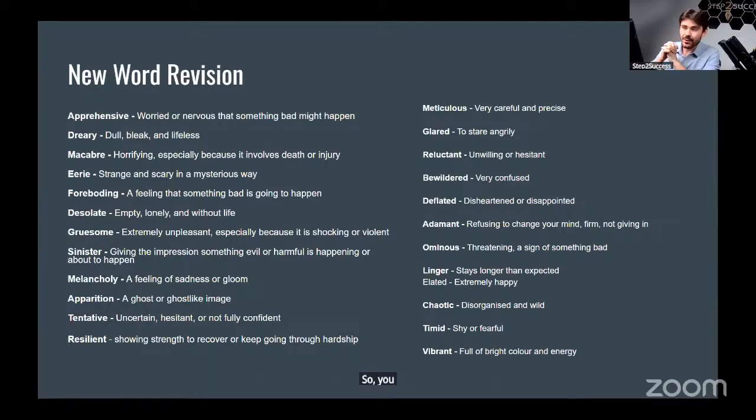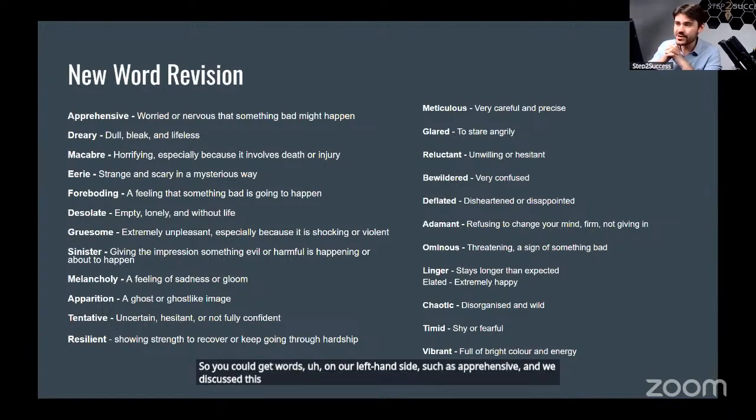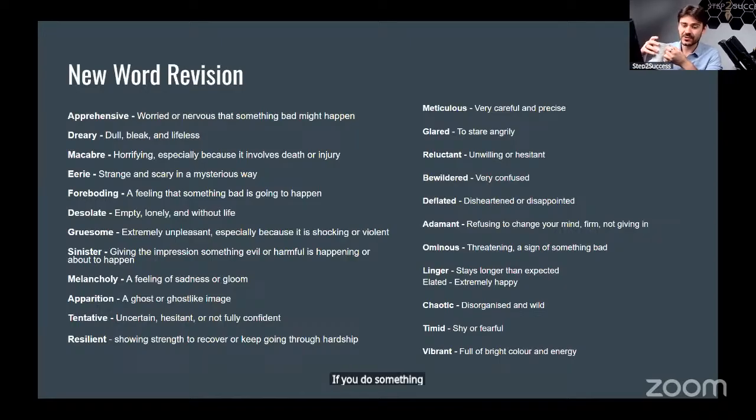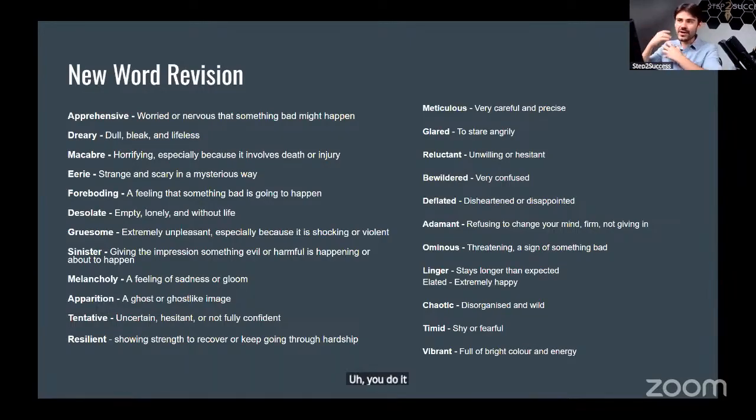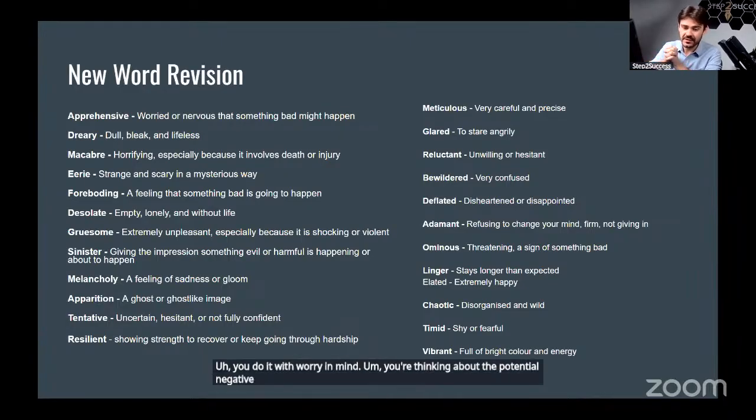So you could get words on our left-hand side, such as apprehensive. And we discussed this to mean worried or nervous. So if someone is apprehensive, they're hesitant or scared about doing something. If you do something with apprehension, because we can also use it in the present tense, you do it with worry in mind. You're thinking about the potential negative consequences of it.